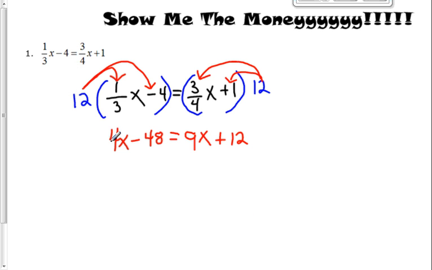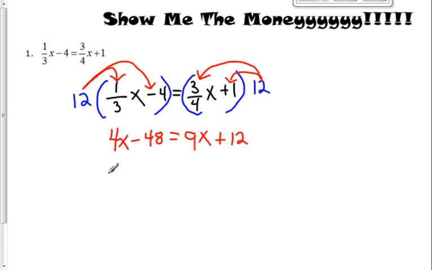Now again, this is my new problem. 4 times (x minus 4)... I mean, 4 times x minus 48 is equal to 9 times x plus 12. I can move whichever number I want to move. But my test strategy is you're trying to solve for the x. So I want to get the x's together first. It's going to be easier to move the smaller x to the bigger one. So I have 4x and I have 9x. So 4 is definitely smaller, so I want to move the 4 first.